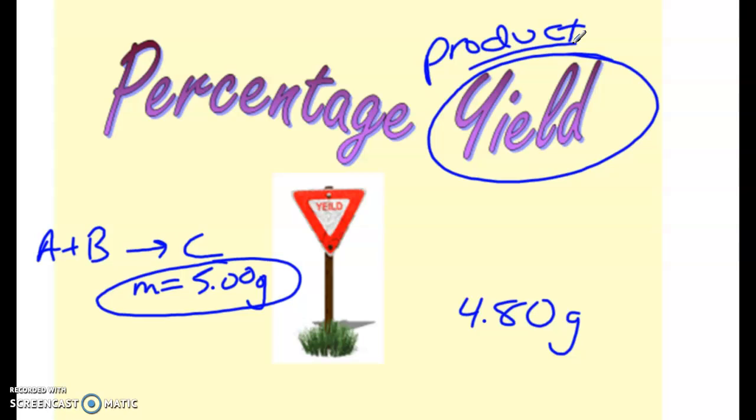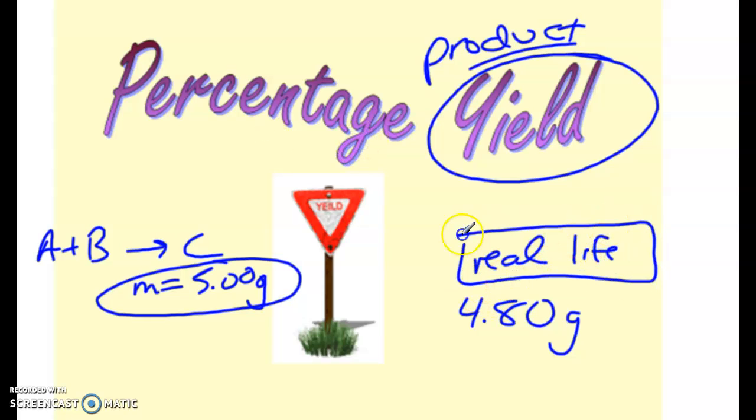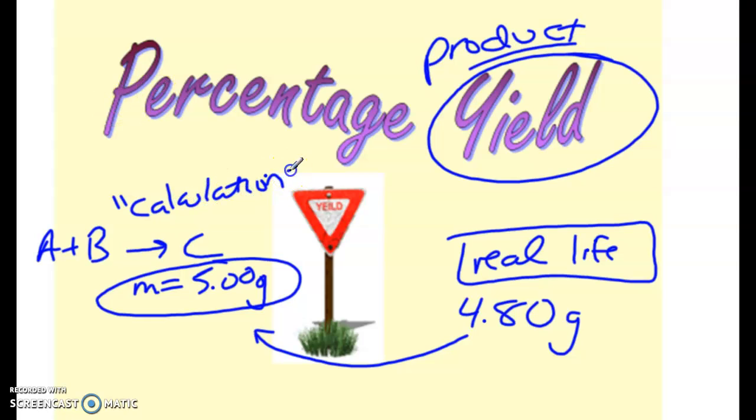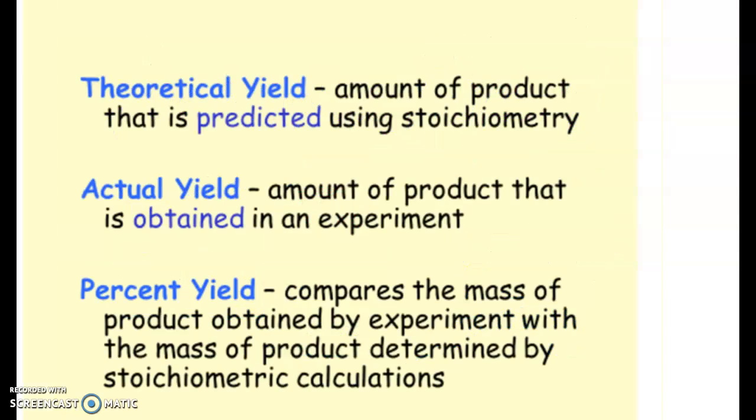So percentage yield or percent yield is basically comparing what did we actually get in real life when we did the experiment and compare it to what we should have got according to our calculations. Okay, so anything you determine from calculations is known as what is called theoretical yield. So in theory, we should have gotten 5 grams, but in real life, we got 4.8 grams. Right? And that can happen for various reasons. But percent yield is basically doing a comparison ratio between the two things.